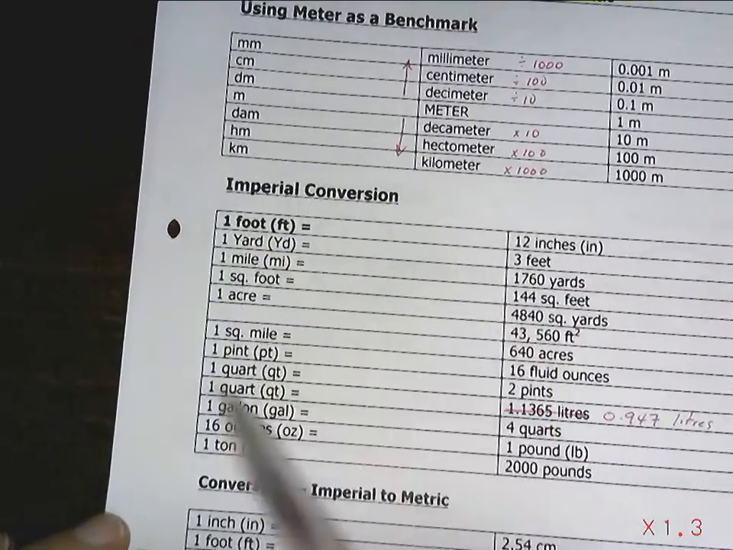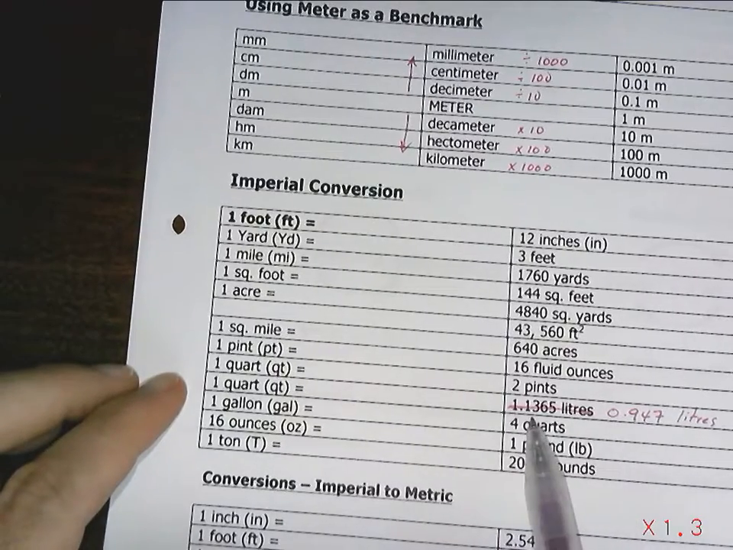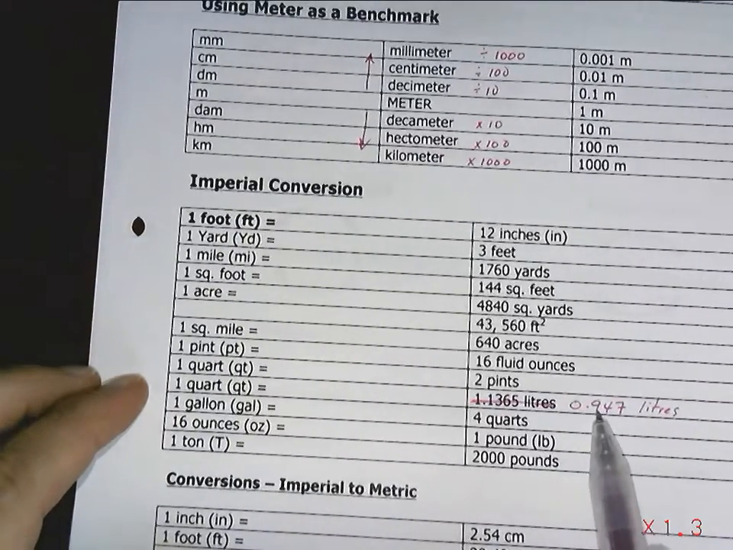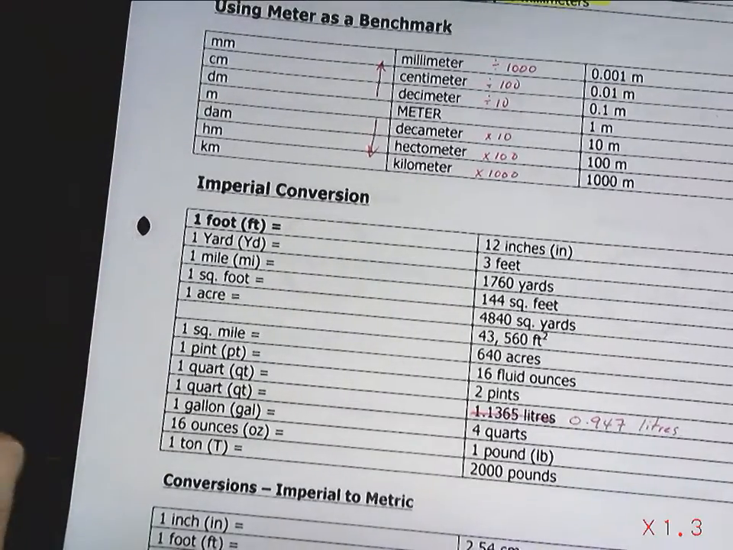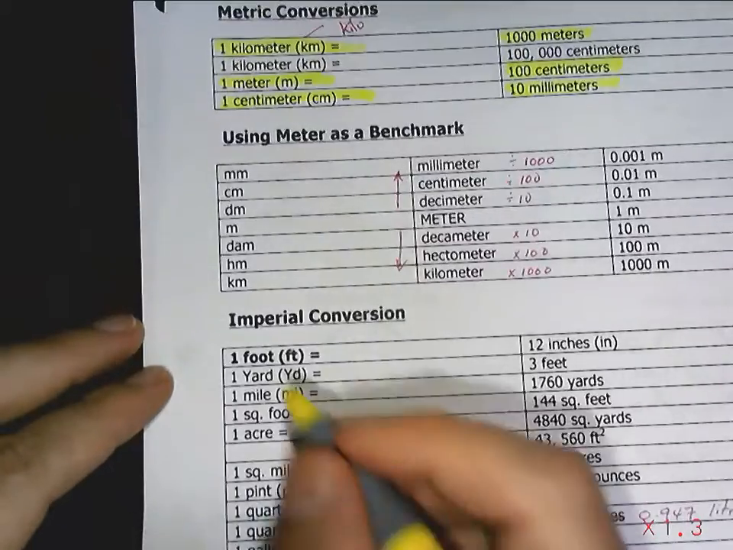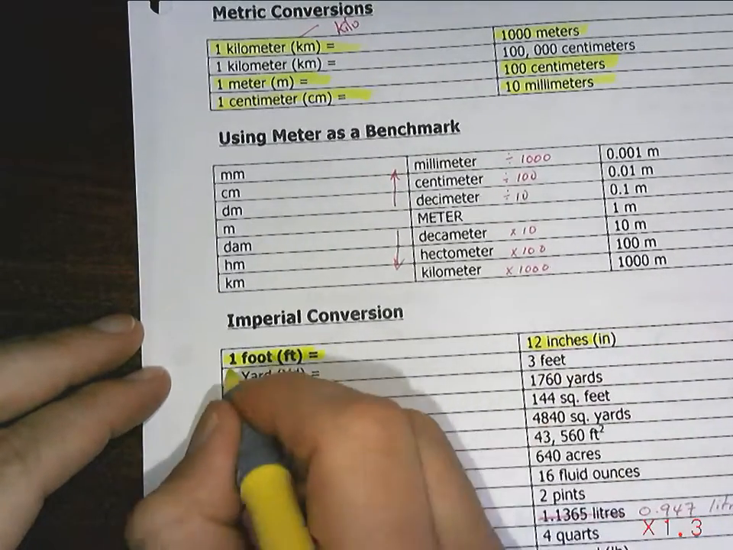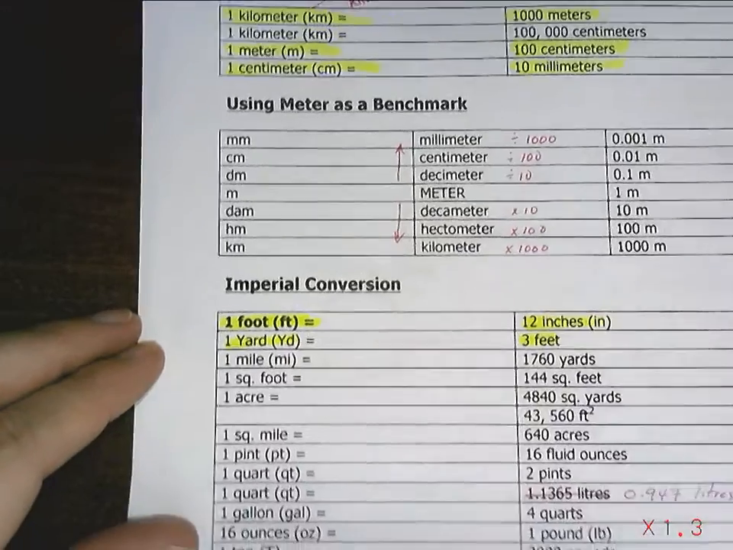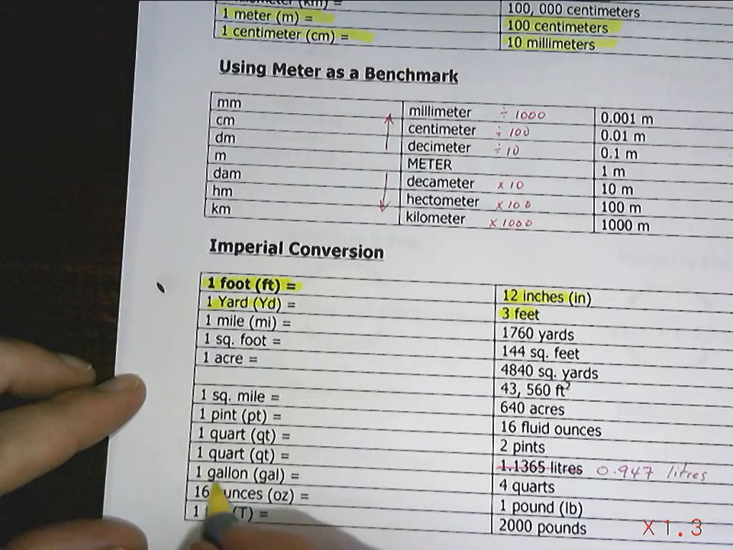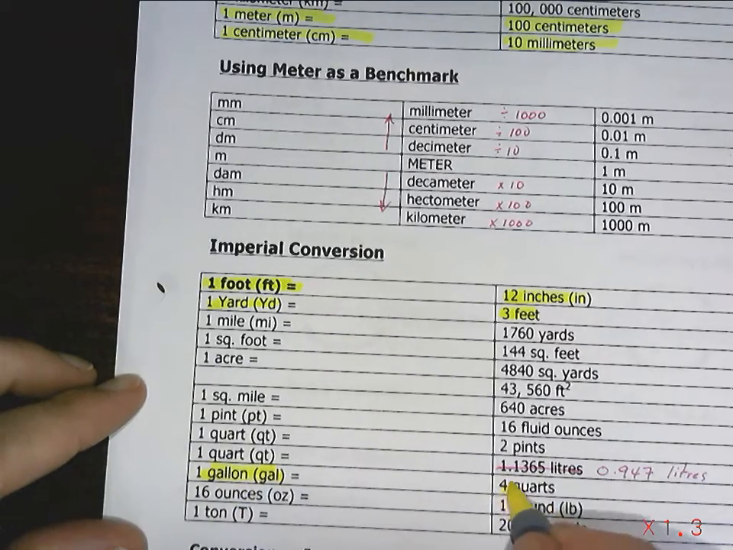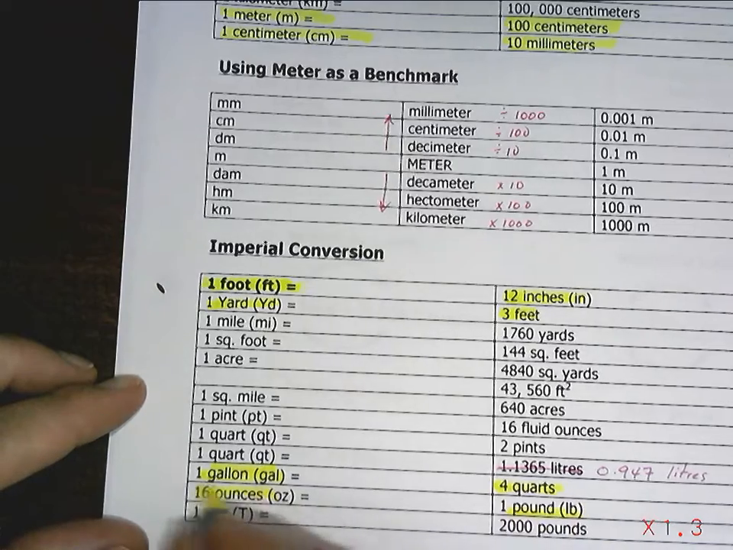So here are our imperial conversions. This is what we did last day. Please notice there's a mistake on this. 1 quart is 0.947 liters, so please make that correction. Everything else seems pretty good. The ones I really think are important for you to know: a foot is 12 inches, and a yard is 3 feet. Other than that, a gallon being 4 quarts is pretty important, and knowing that a pound is 16 ounces is pretty important.